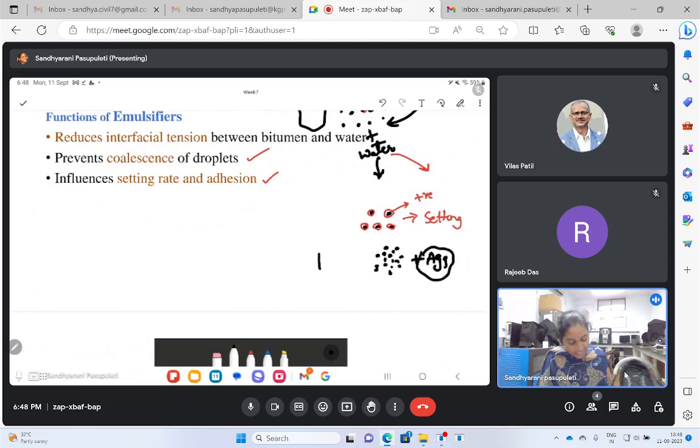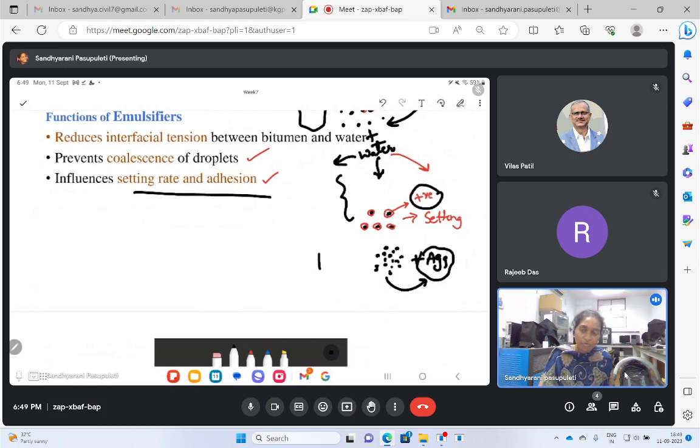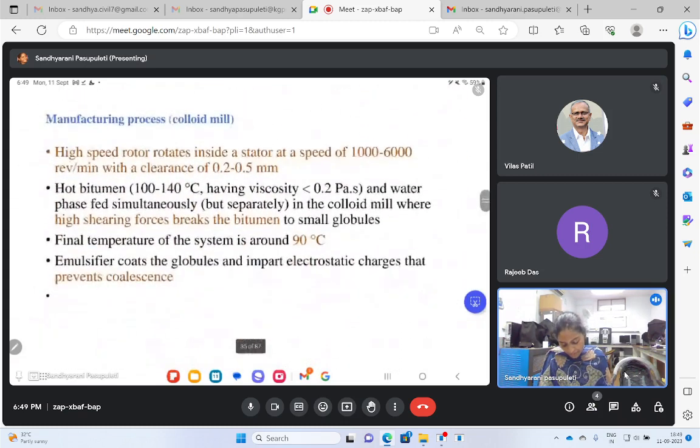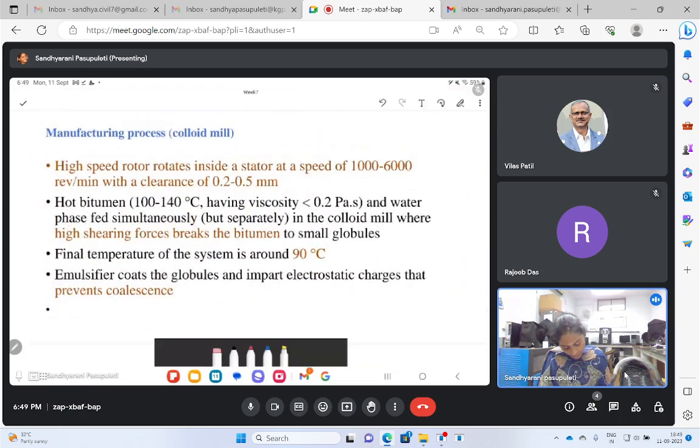So this setting, which is nothing but the evaporation of water and also the removal of charge, is called setting. And adhesion is nothing but this bitumen going and coating the aggregates. So these two, setting rate and adhesion, depend upon the emulsifier. So the setting rate and adhesion is influenced by the emulsifier. So here is whatever I have discussed.